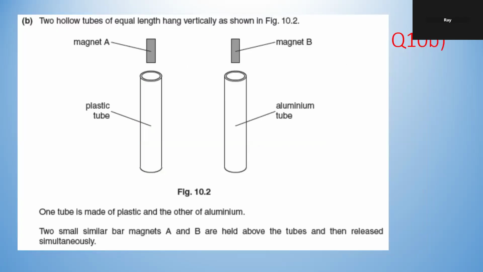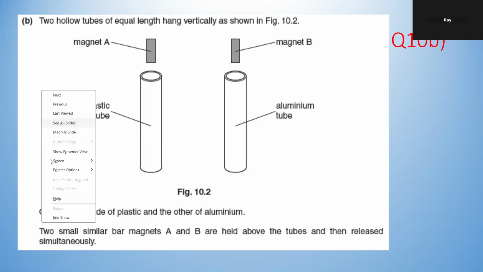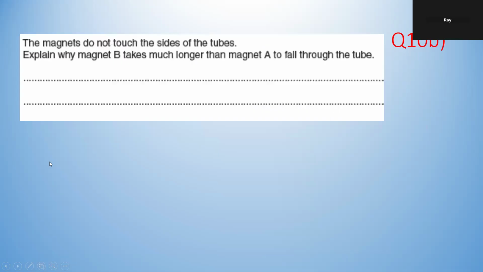Two hollow tubes of equal length hang vertically as shown in the figure. One tube is made of plastic. The other is made of aluminum. Two small similar bar magnets A and B are held above the tubes and then released. The magnets do not touch the sides of the tube. Explain why magnet B takes much longer than magnet A to fall through the tube.